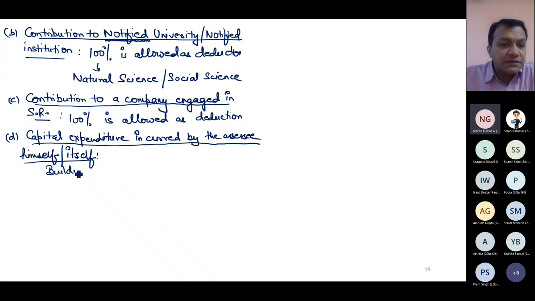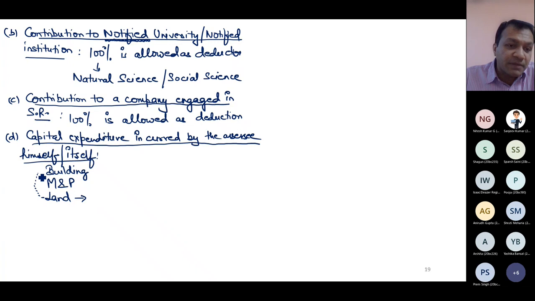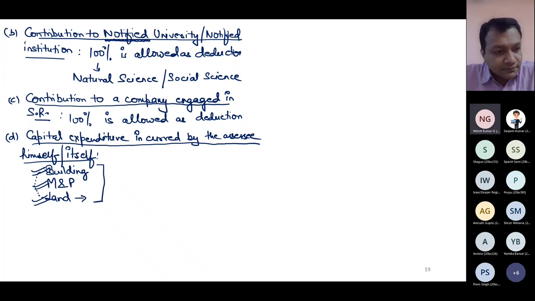Yes, very good. Building in which research will be conducted. Machinery and plant. Any other? Any other capital nature expenditure? Land. Is it clear? Am I right? Land on which this building will be constructed is also capital expenditure. Cost of land is capital. Cost of building is capital. Cost of plant and machinery is capital. Please unmute and reply. Do you agree that yes, these three are capital expenditure? Yes, sir.